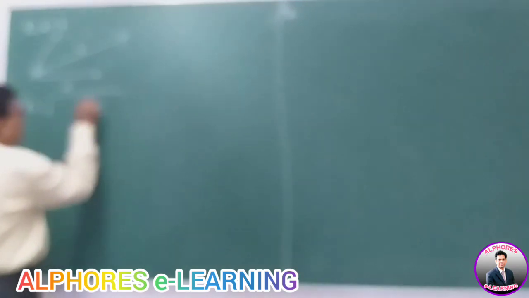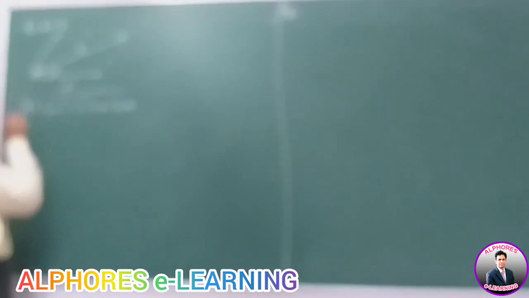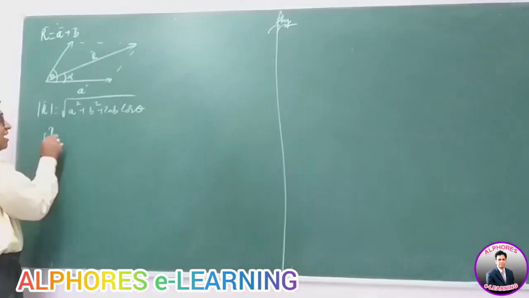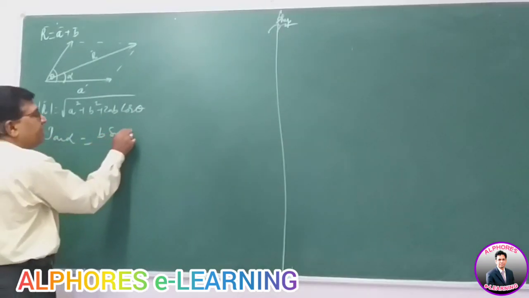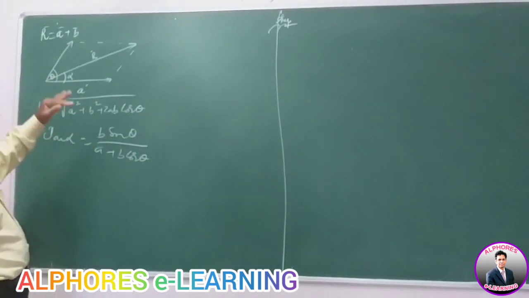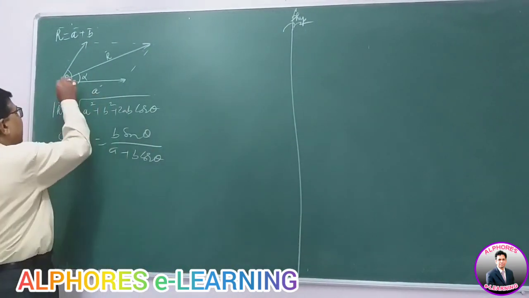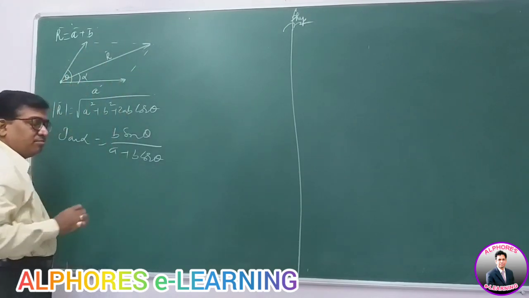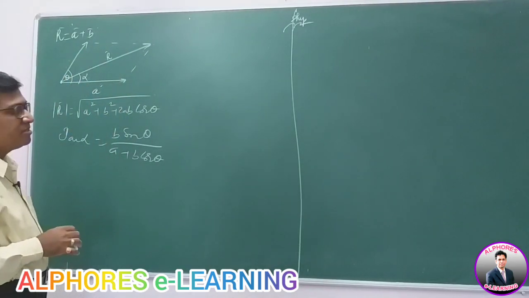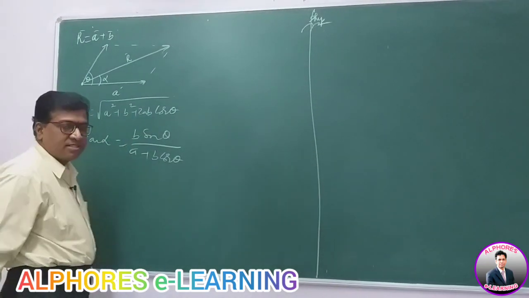So therefore, the magnitude of the resultant, mod r, is under root of a square plus b square plus 2ab cos theta. This is the magnitude. The angle made by the resultant vector with one of the vectors is alpha, then tan alpha is given as b sin theta by a plus b cos theta. So the magnitude of the resultant is root of a square plus b square plus 2ab cos theta, and tan alpha is like this.